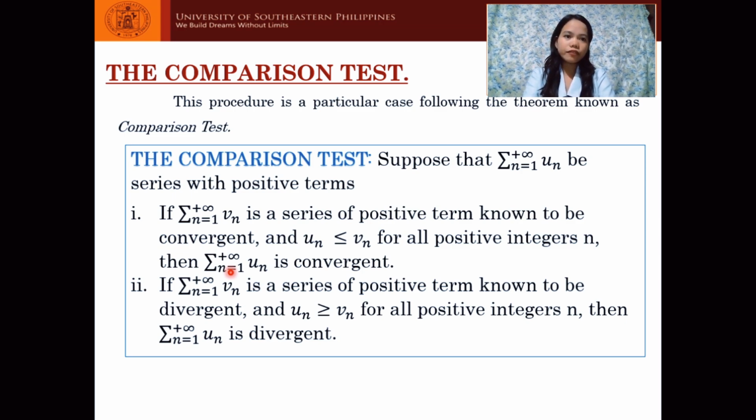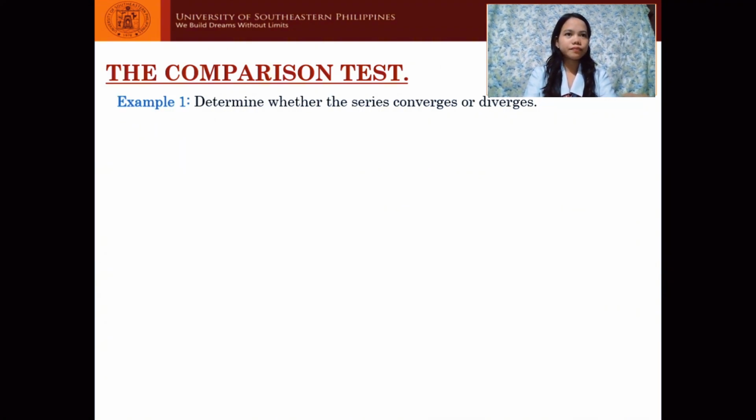Second condition: what if it is divergent? The second condition tells us that if the summation of v sub n from 1 to positive infinity is a series of positive terms known to be divergent, and u sub n is greater than v sub n for all positive integers n, then the summation of u sub n from 1 to positive infinity is also divergent.